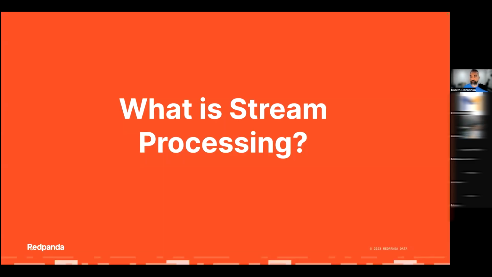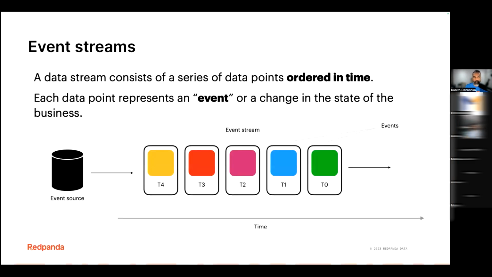So what is stream processing? I know it's a loaded term, but streams in stream processing means a collection of data points ordered in time. So remember, it's an ordered sequence of data points. Each data point in a stream represents an event, or we can call it a change in state of some kind of system.